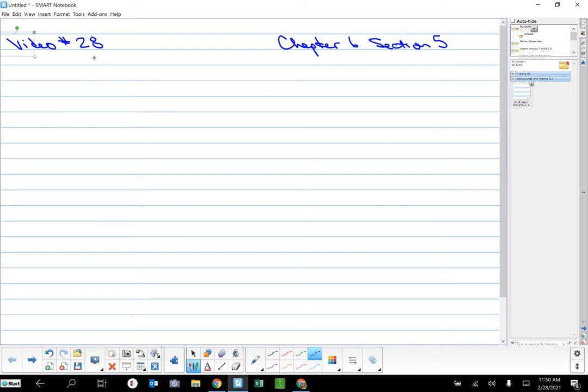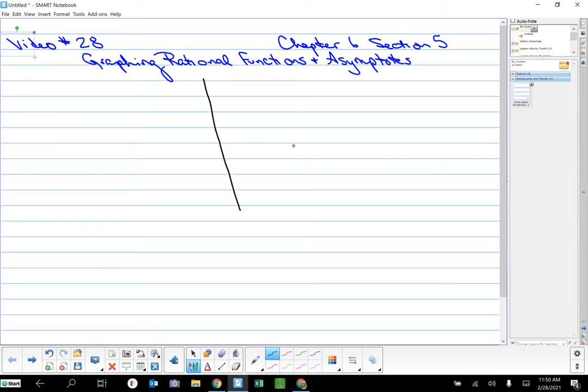And this is all about graphing rational functions and asymptotes. So let me just give you a really quick clue before we go on and do anything. If you have, let's say, here's your XY, because we haven't done any graphing in this class. So this is the only real section where you're going to graph anything.